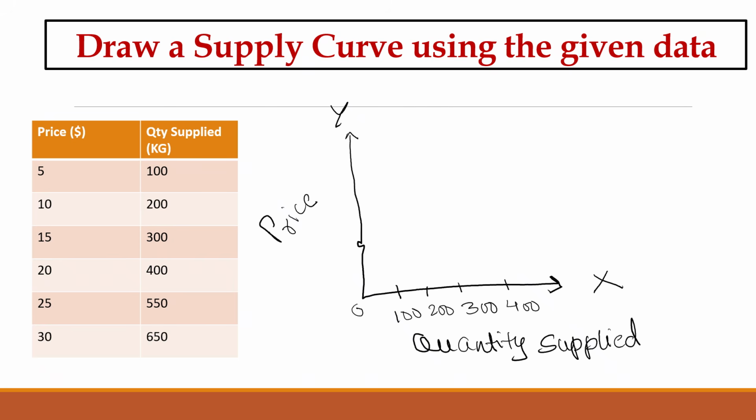I'll extend it. Okay, then it is 550, and this is my 650. Here I will write down the price. Price is how much? 5. This is my 5.